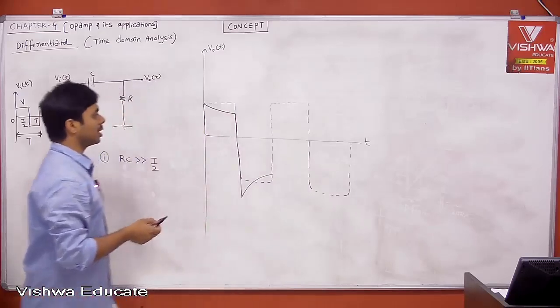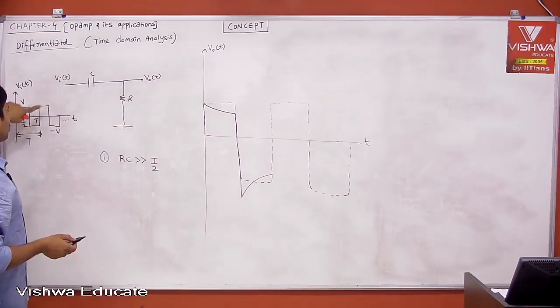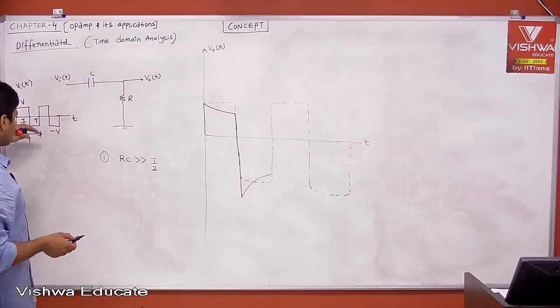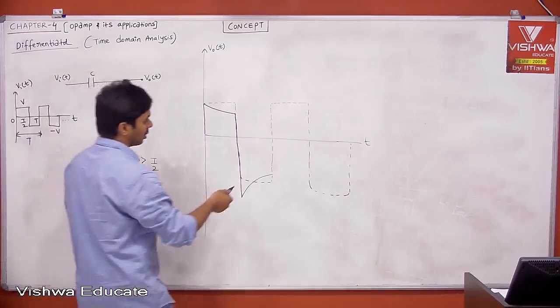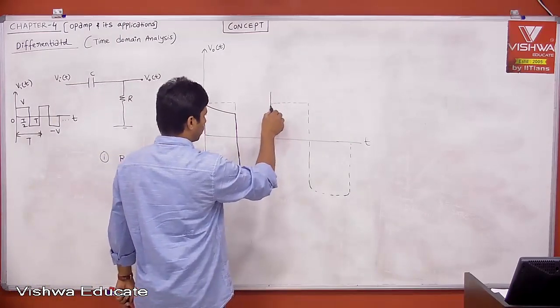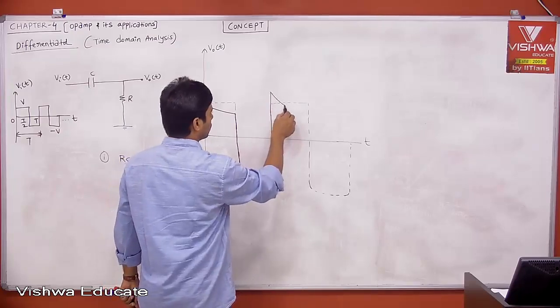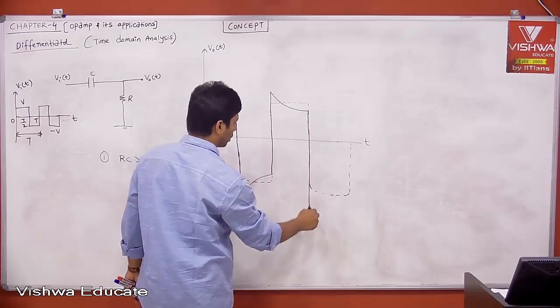But suddenly your input is changing from minus V to plus V. When input is changing from minus V to plus V, voltage across the capacitor cannot change instantaneously. Whatever step you have at the input, the same step you are getting at the output. Okay? Therefore, this is the step.